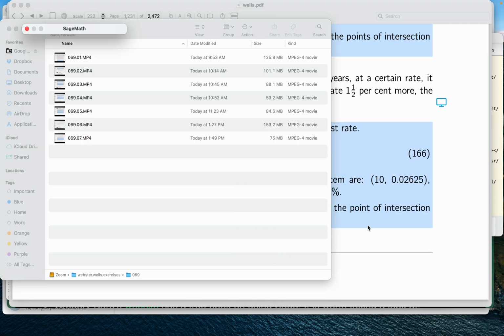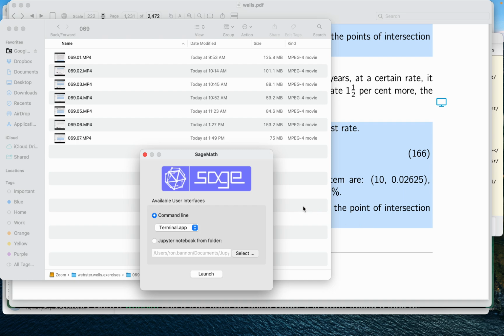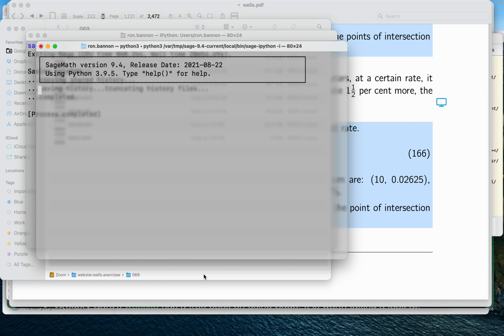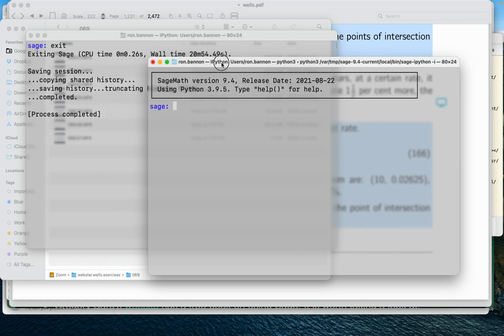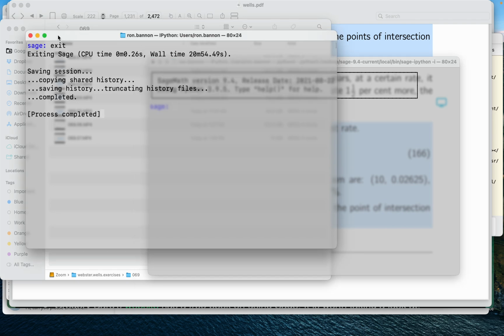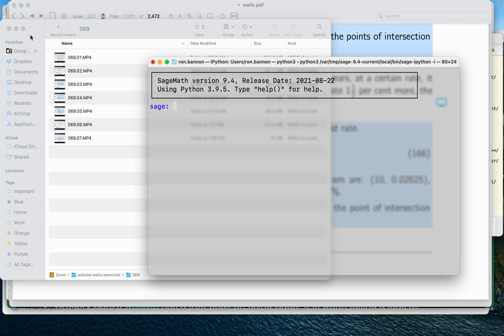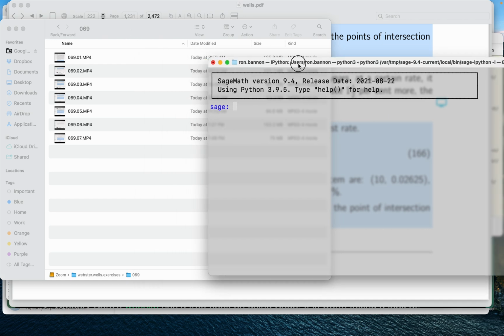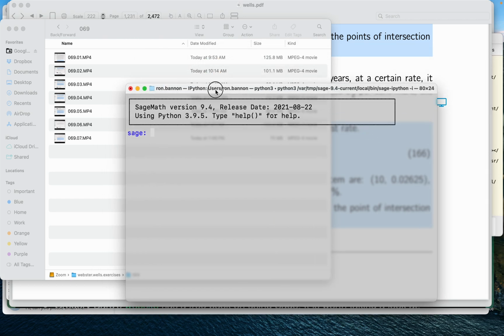What's going to happen, it's going to ask me, do I want to run from a terminal or from a Jupyter notebook? Well, my preference is terminal. So I'm going to launch it. Now granted, this may be your first time looking at someone work Sage, but we're in section 69 of the notes, and I think if you've been following along, you've got a real good idea that I've been talking about Sage for some time now. I may not have been using it explicitly too much, but I've got to start.